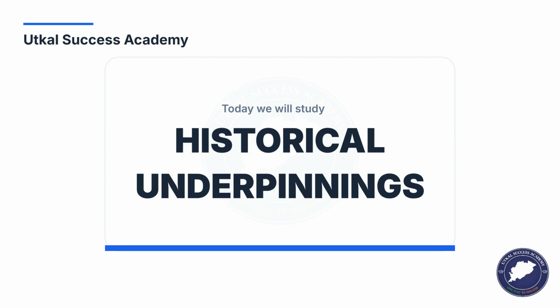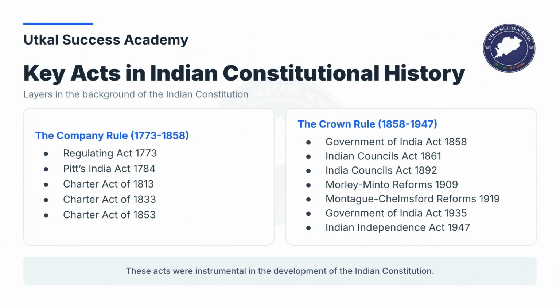Today, we delve into the historical underpinnings of the Indian Constitution. The constitutional history is marked by key acts under two major phases: the Company Rule from 1773 to 1858, and the Crown Rule from 1858 to 1947. These foundational acts were instrumental in shaping the Indian Constitution.